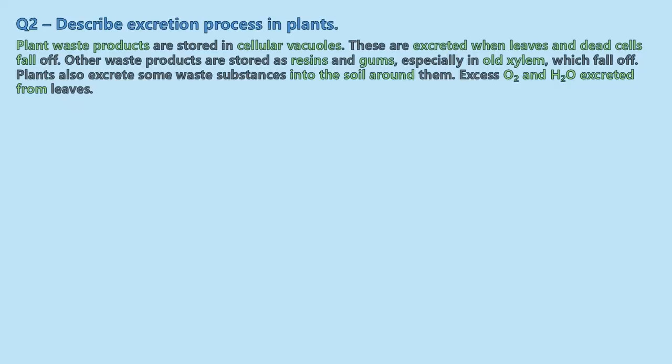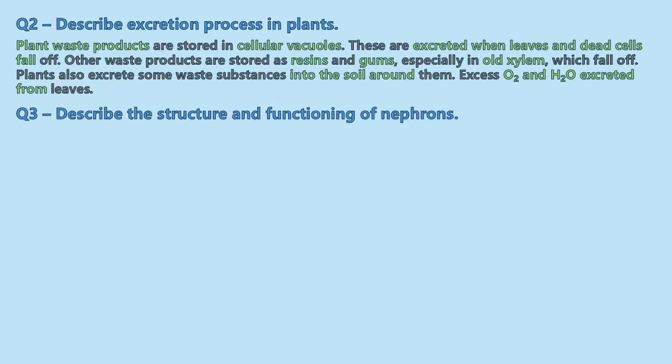Excess O2 and H2O is excreted from leaves. If you remember, there's a process called transpiration where water vapor gets evaporated from the leaves. This is the plant getting rid of its excess H2O and excess O2. O2 is an input for human beings, whereas O2 is the byproduct and unwanted product for the plant. So excess O2 is excreted out from the plants.